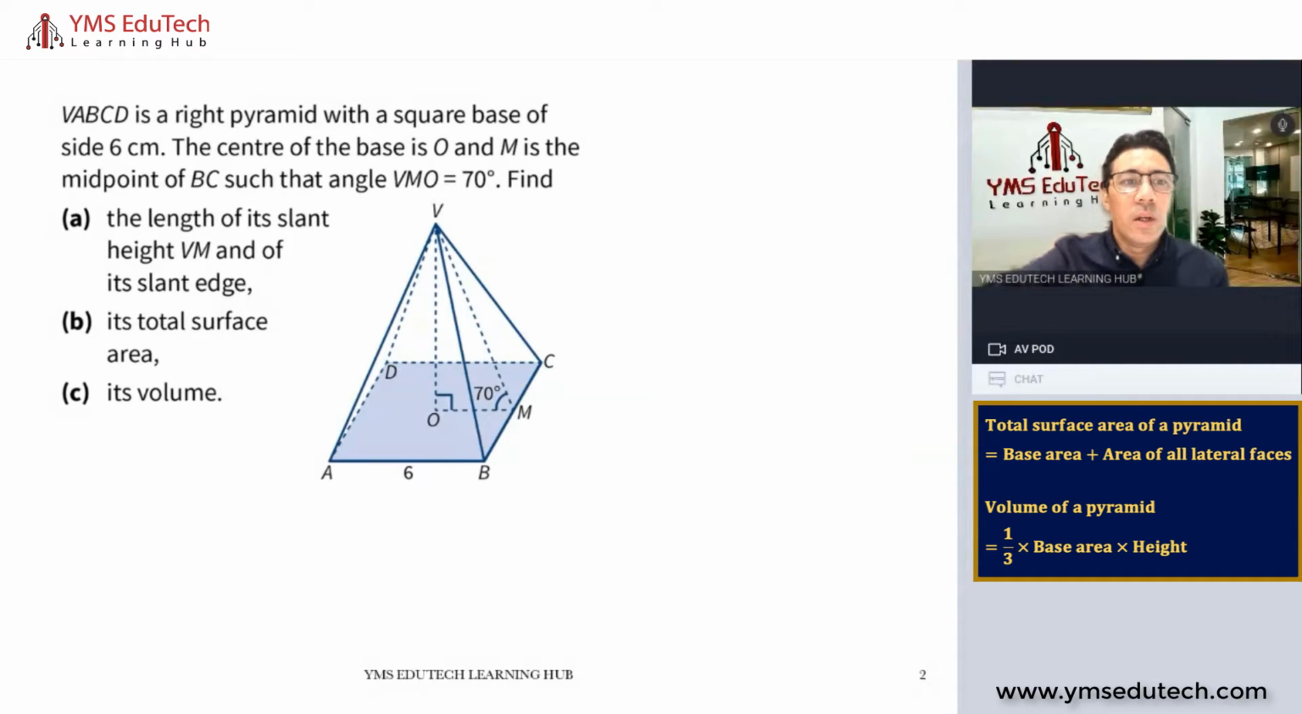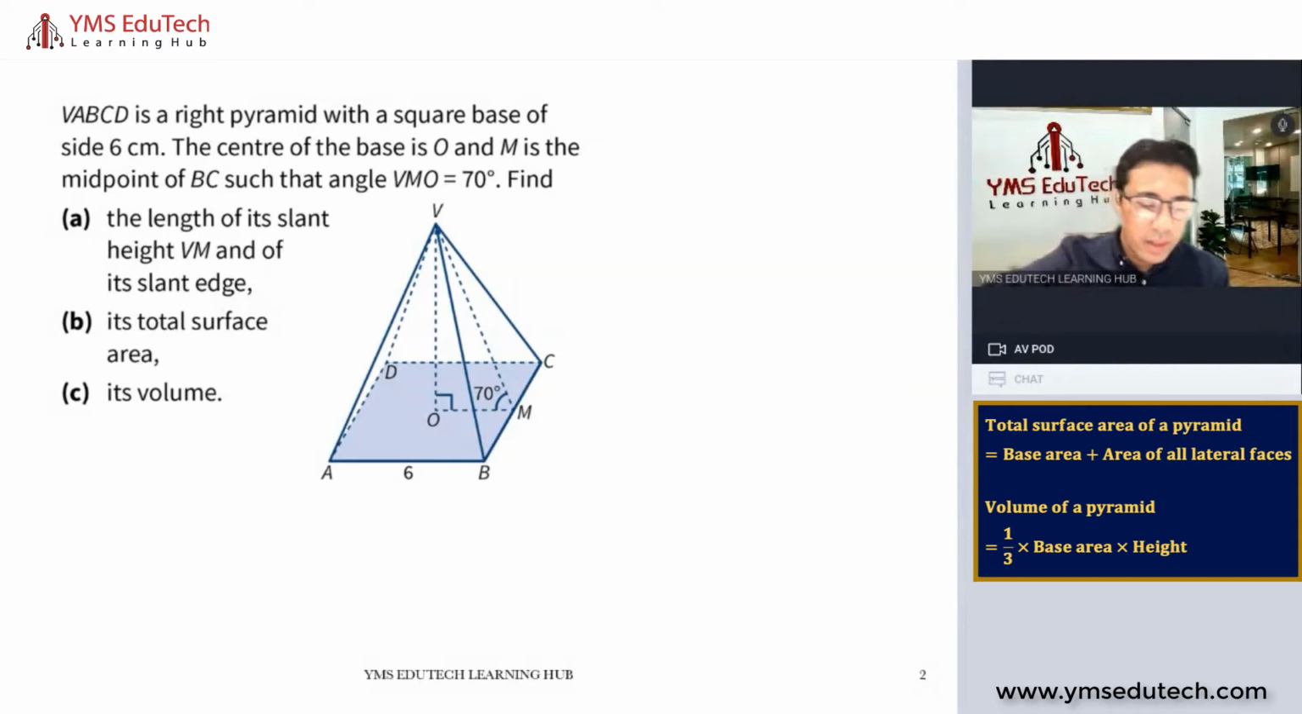The first question, VABCD is a right pyramid with a square base of side 6 centimeters. The center of the base is O and M is the midpoint of BC, such that angle VMO equals to 70 degrees. Find part A, the length of its slant height VM and of its slant edge. Part B is total surface area. Part C is volume.